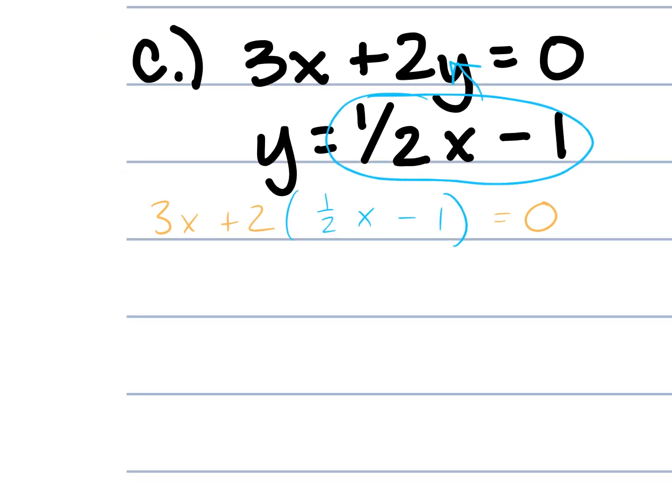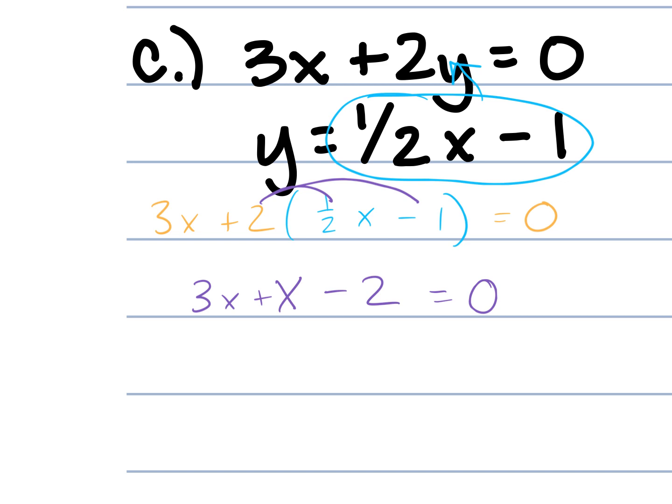Now I only have x's in my equation, so I can solve for x. What would we do first to solve for x? Distribute the 2. So what is 2 times 1/2 x? Just x. Awesome. And 2 times -1? -2. So we have 3x plus x minus 2 is equal to 0.